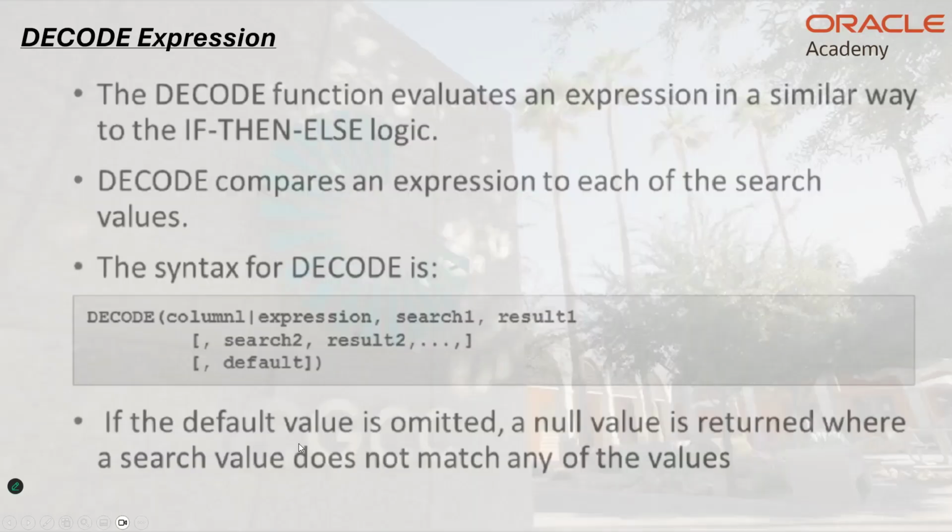The decode is pretty much the same. The syntax is different. It still does if this. Remember, this is an Oracle proprietary statement. So it's DECODE(column1 or expression, search1, result1, and so on), and then a default, which is kind of the same as case. If the default value is omitted, a null value is returned, and generally you want to include the default value so you don't have to handle null.